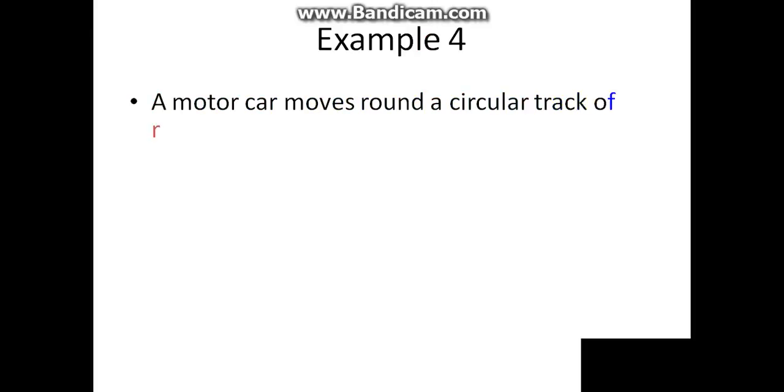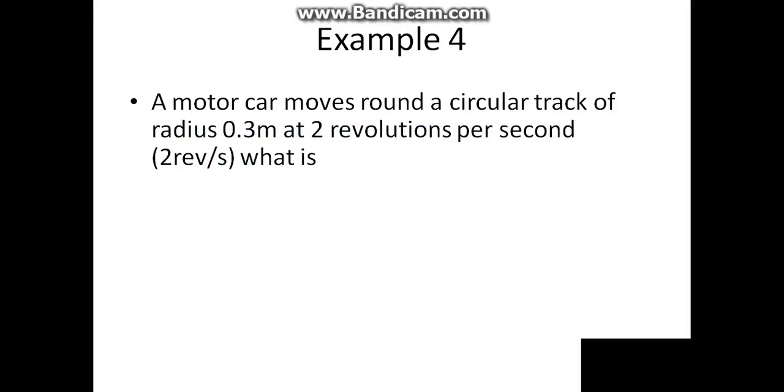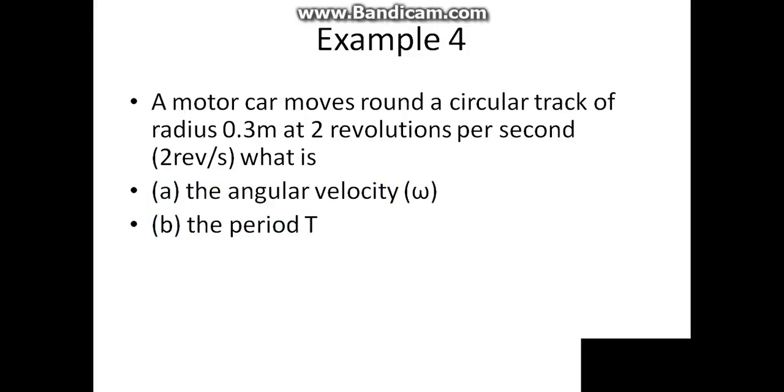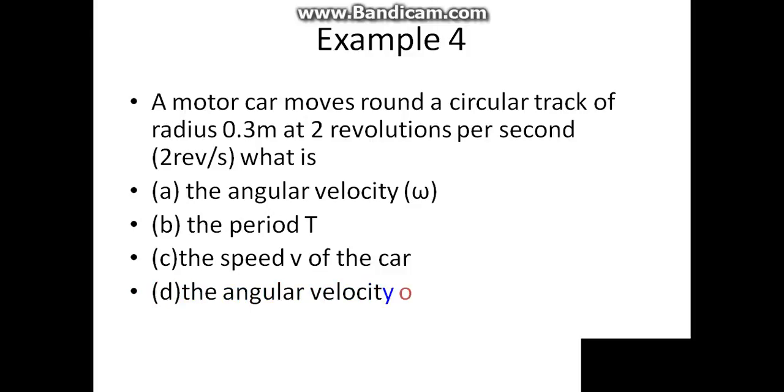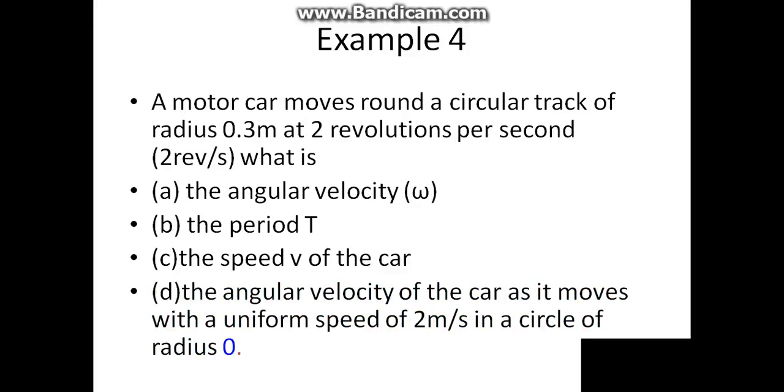Example 4. A motor car moves around a circular track of radius 0.3 meter at 2 revolutions per second. What is A, the angular velocity phi, B, the period capital T, C, the speed v of the car, D, the angular velocity of the car as it moves with a uniform speed of 2 meters per second in a circle of radius 0.4 meters.